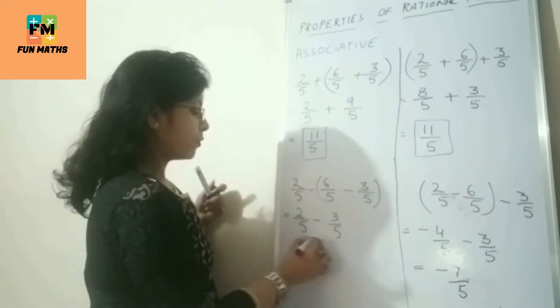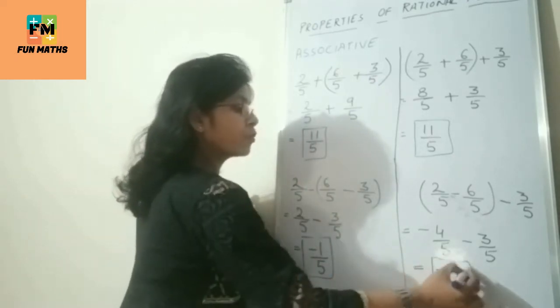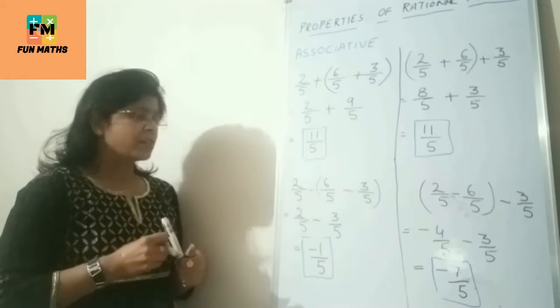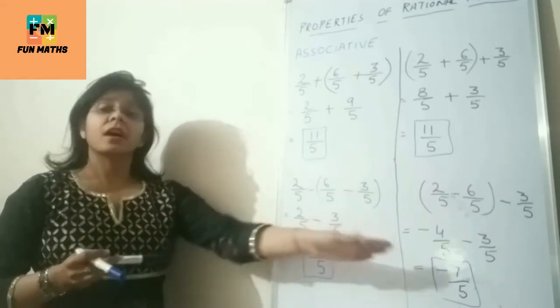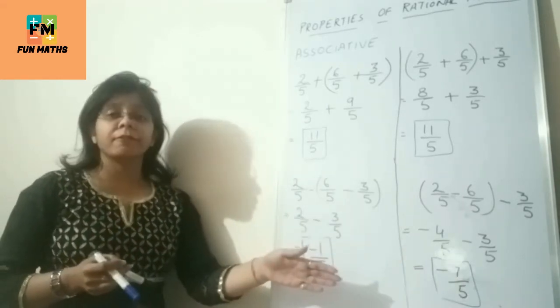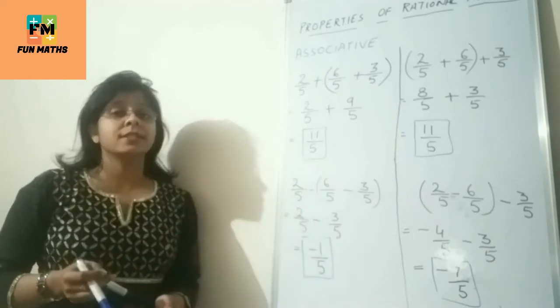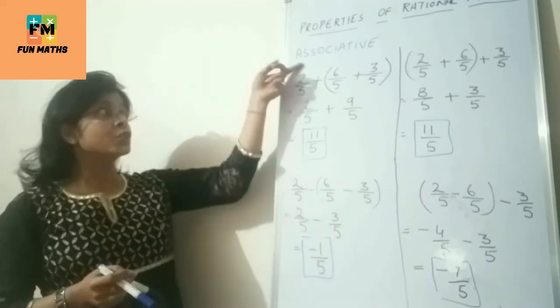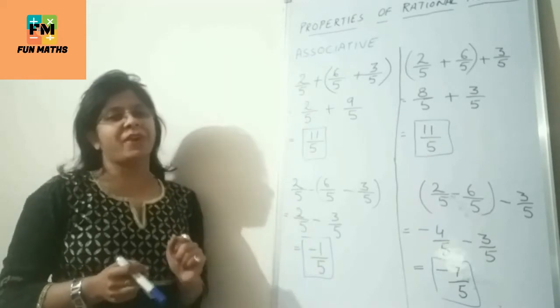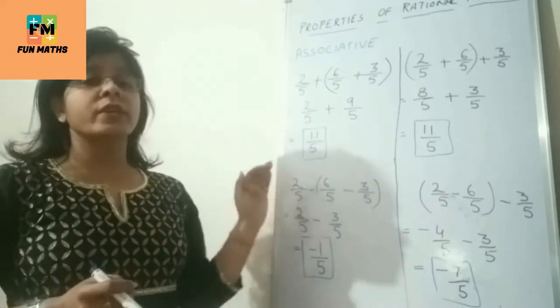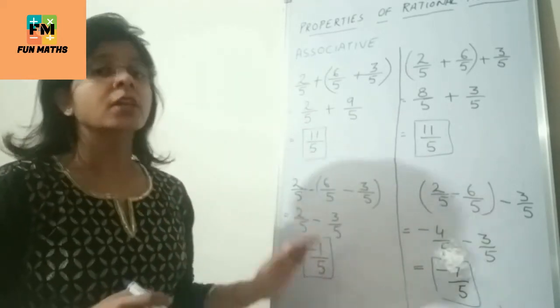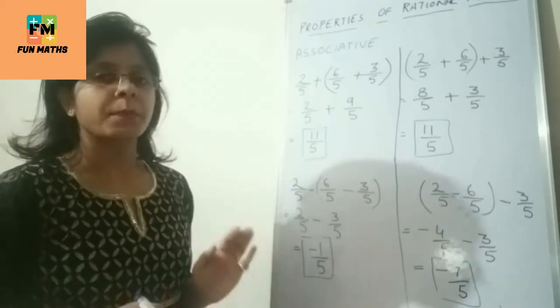Now let's compare the result. See, in case 1 we got minus 1 by 5. In case 2 we got minus 7 by 5. We can clearly see the results are different, right? And if the results are different, then we cannot say the rational numbers are associative under subtraction. So what is the conclusion? That rational numbers are not associative under subtraction.